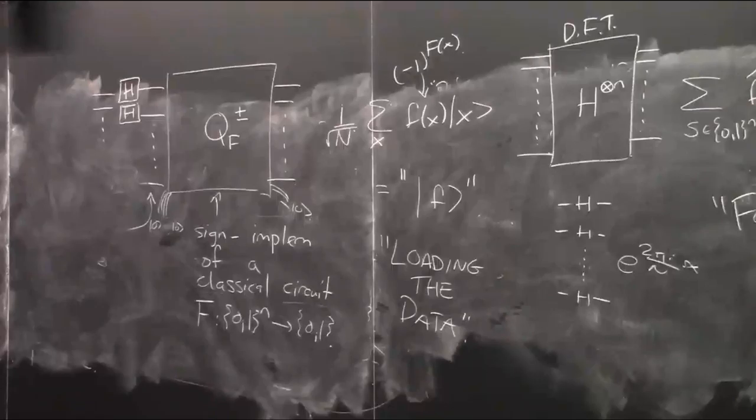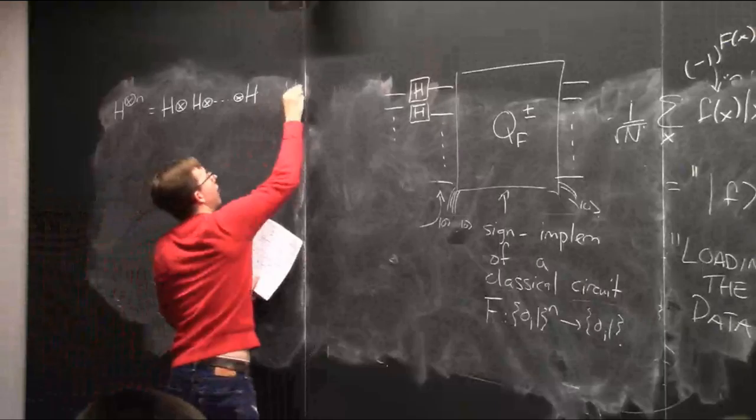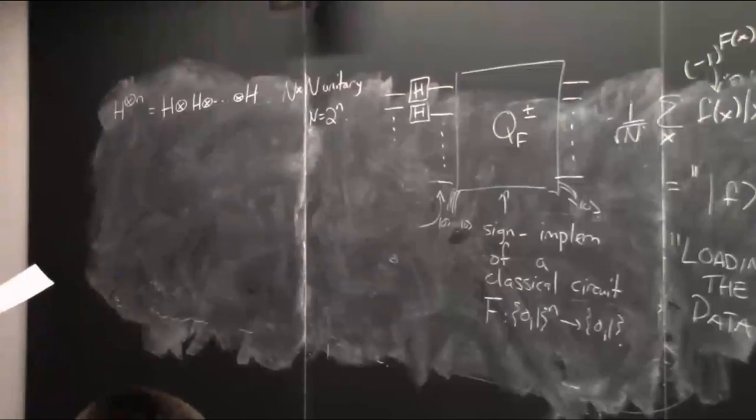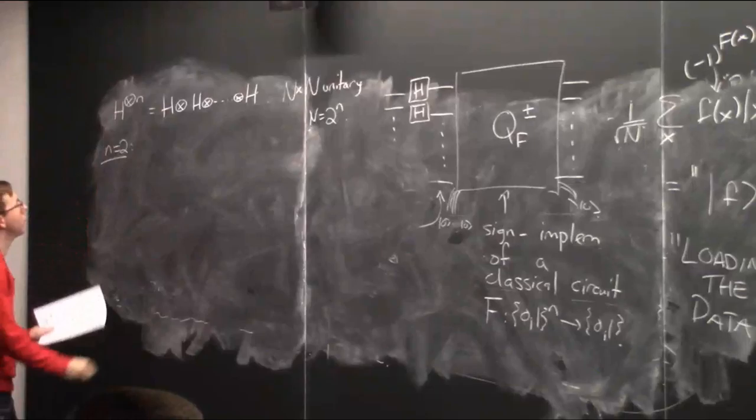Okay, so let's look at this guy, the Hadamard transformation, which is effected just by putting a Hadamard on each of your qubits. This is a capital N by capital N unitary, where capital N is 2 to the little n. And let me just, okay, I did the n equals 1 example before. Now I'm going to give you the n equals 2 example. So this is the Hadamard, this is capital H.